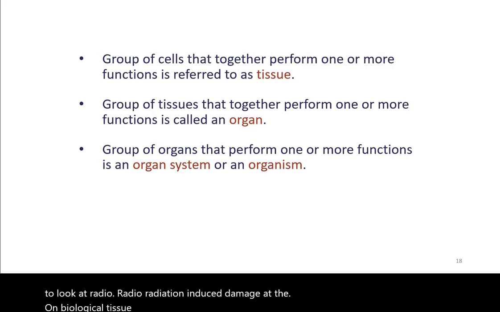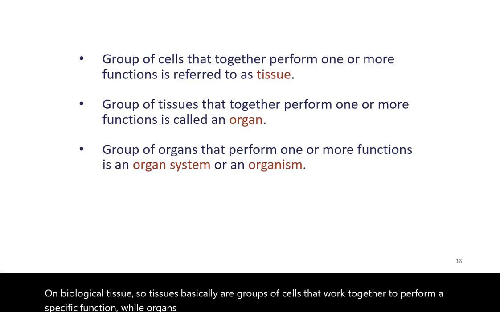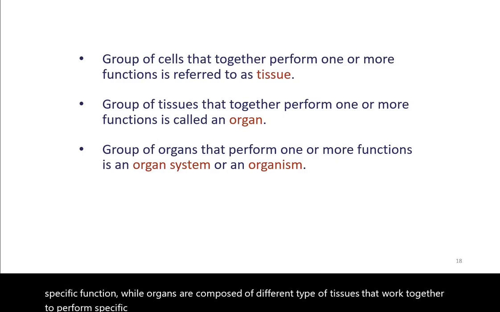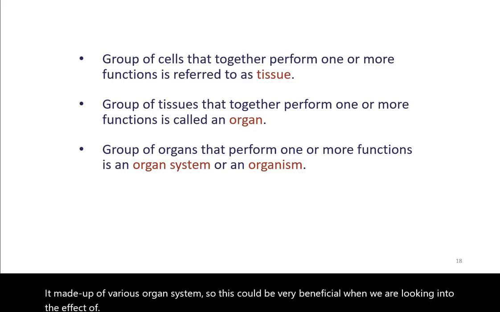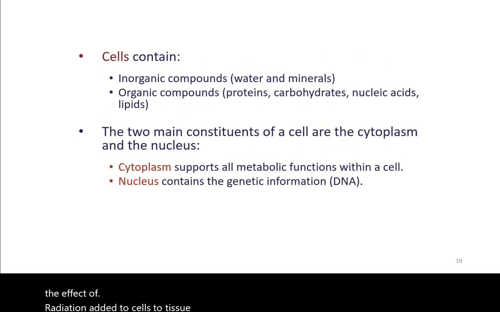So tissues are groups of cells that work together to perform a specific function, while organs are composed of different types of tissues that work together to perform a specific function. Organ systems are groups of organs that work together to perform specific functions. An organism is made up of various organ systems. So this could be very beneficial when we are looking into the effect of radiation on cells, tissues, organs, organ systems, and organisms.